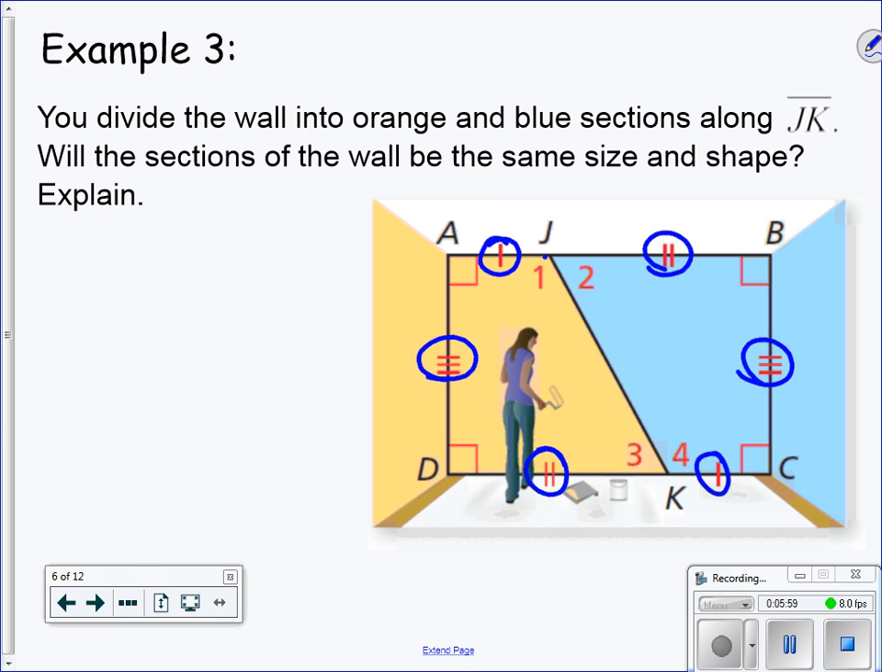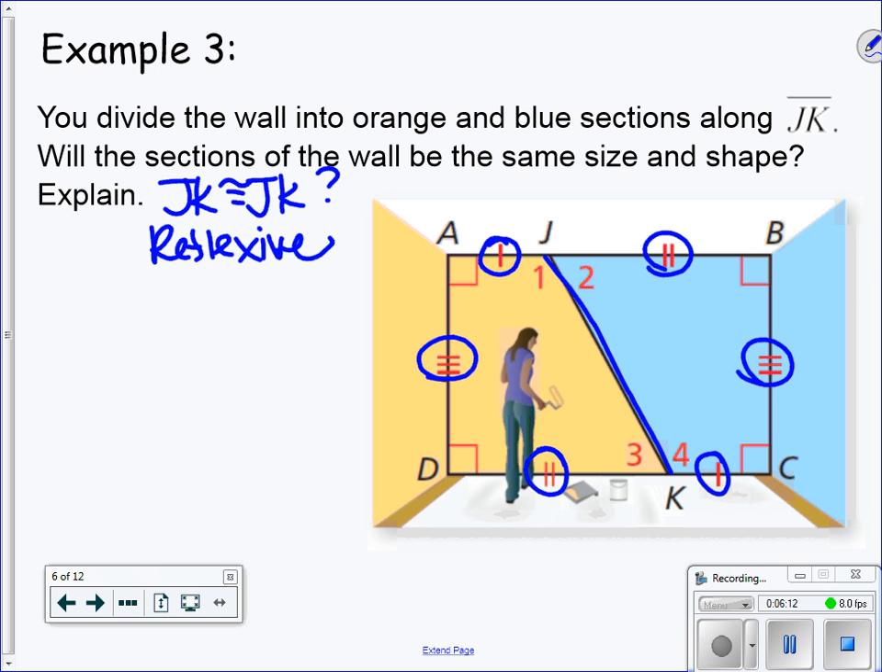Well, JK is equal to itself. So JK is congruent to JK. Why? This is reflexive. So this is going to come back a lot in this chapter. So JK is congruent to JK by reflexive. So we're going to put 4 there. So far, all sides are congruent to each other. Okay, so now let's look at the angles. Well, we've got a right angle, a right angle, right angle, right angle.